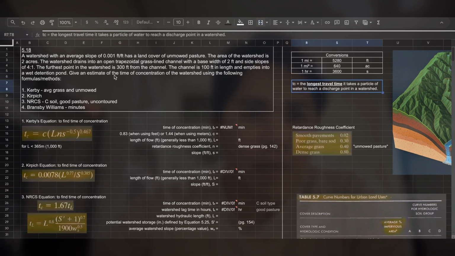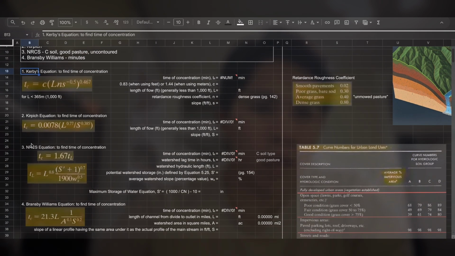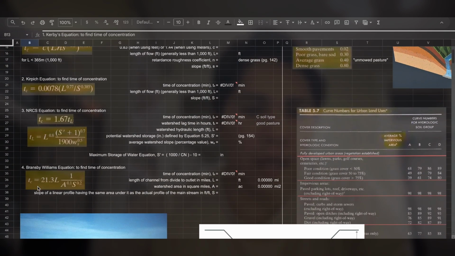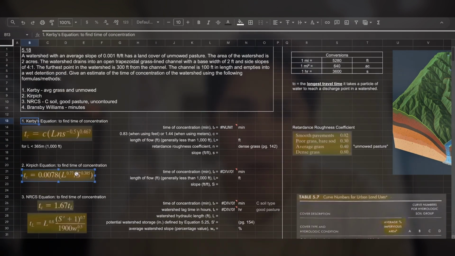We're asked to estimate the time of concentration of the watershed using the following formulas. We're going to find the time of concentration, or in other words, the longest travel time it takes a particle of water to reach a discharge point in the watershed, using these different equations: the Kirby equation, Kirpich equation, NRCS, and Bransby Williams equation. Here I have all the equations. All you need to do now is plug in your values. Remember that the hardest part is understanding the values they are giving you and assigning them to each variable for each equation. Then it's just plugging in and solving.